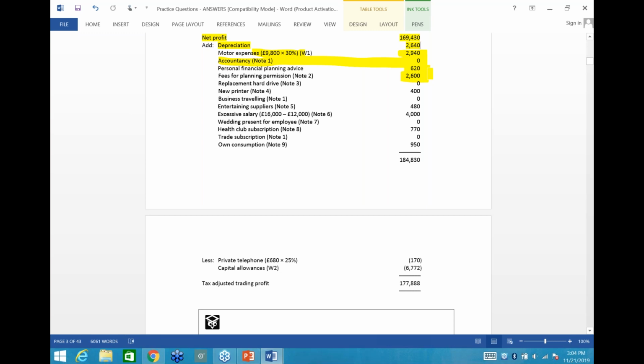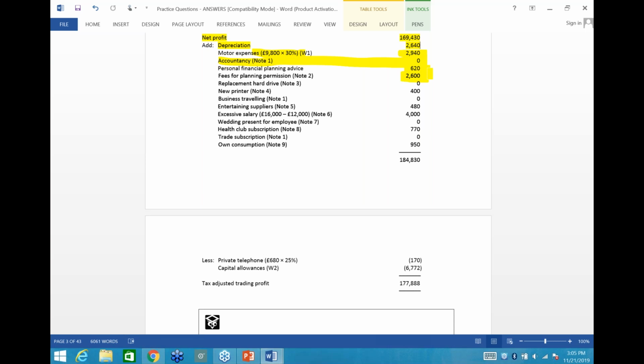Then we will look at the next item in the calculation. We have repairs and renewals. Read note number 3. The figure for repairs and renewals consists of 270 for a replacement hard drive for the shop's computer and 400 for a new printer for this computer.